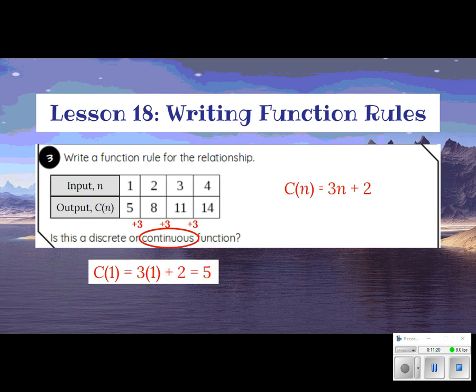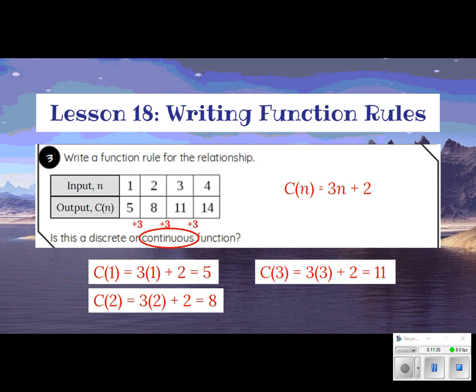So 3 times 1 is 3. 3 plus 2 is 5. We're looking good there. 3 times 2 is 6. 6 plus 2 is 8. Okay. 3 times 3 is 9. 9 plus 2 is 11. Looking good. 3 times 4 is 12. 12 plus 2 is 14. So we have found our function rule.